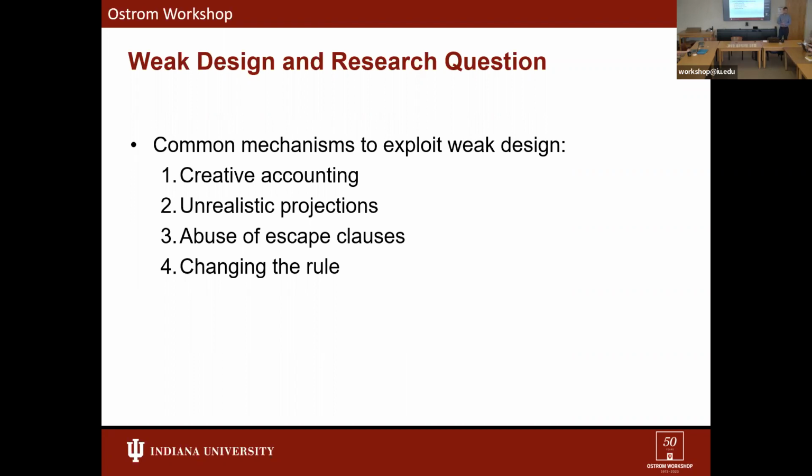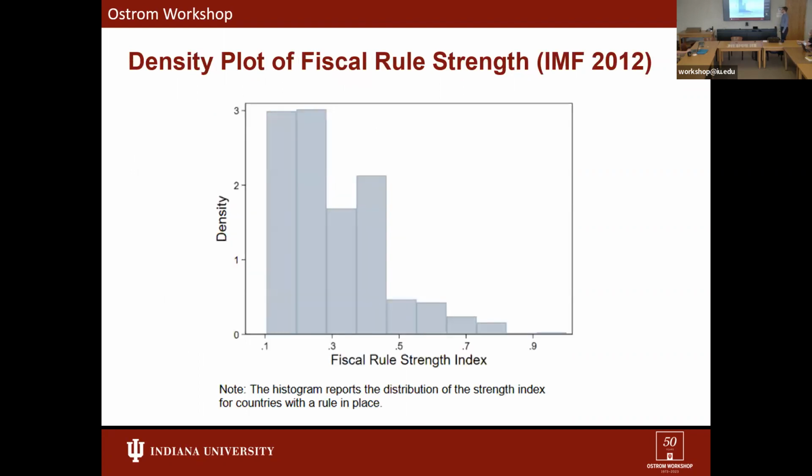So we're not going to achieve a balanced budget this year. We're going to achieve it in 3 years, 5 years. Then again, you have the problem of, is this fiscal rule actually doing anything? And so how widespread is weak design of fiscal rules? So in 2012, some economists at the IMF published a paper in which they created an index of fiscal rule design strength. So the index went from 0 to 1.